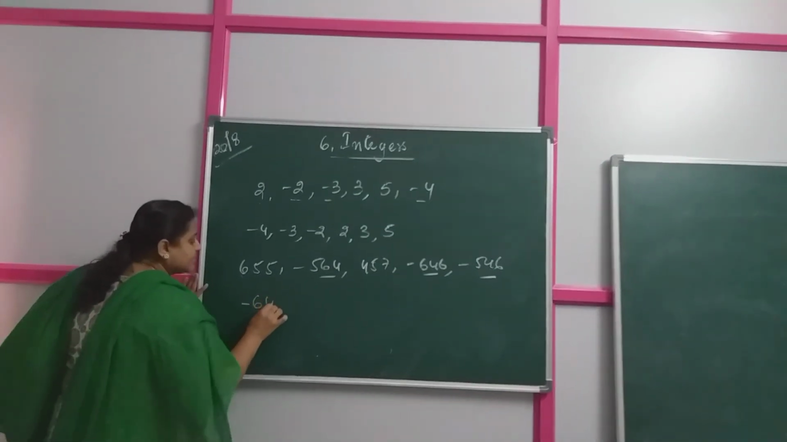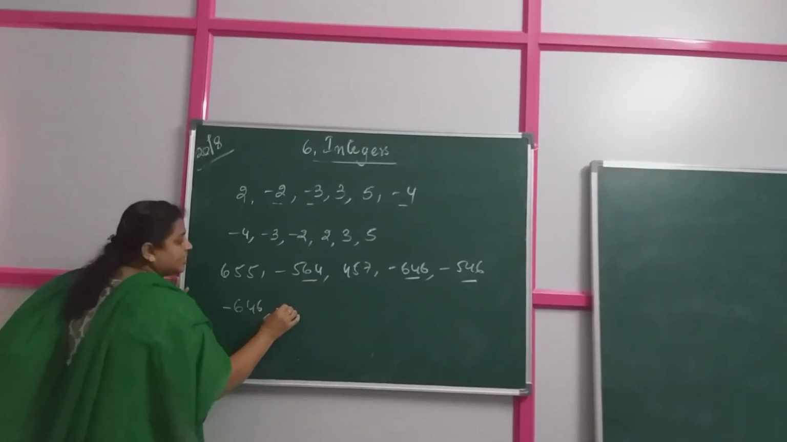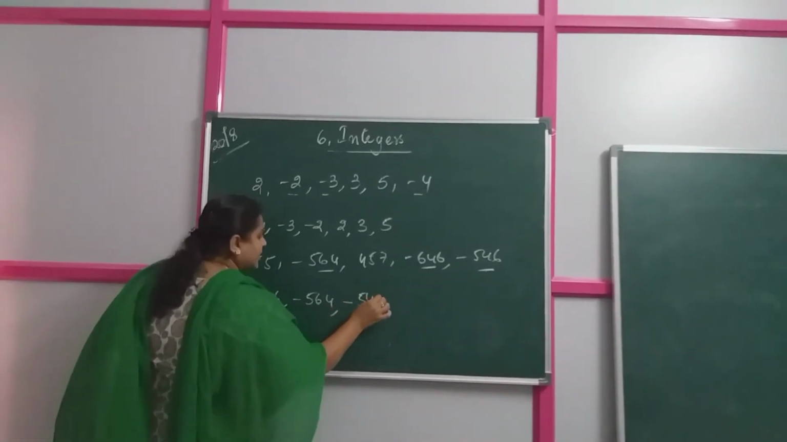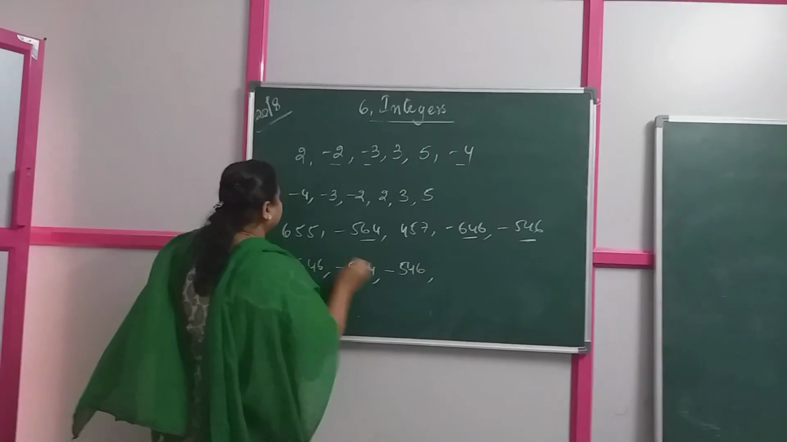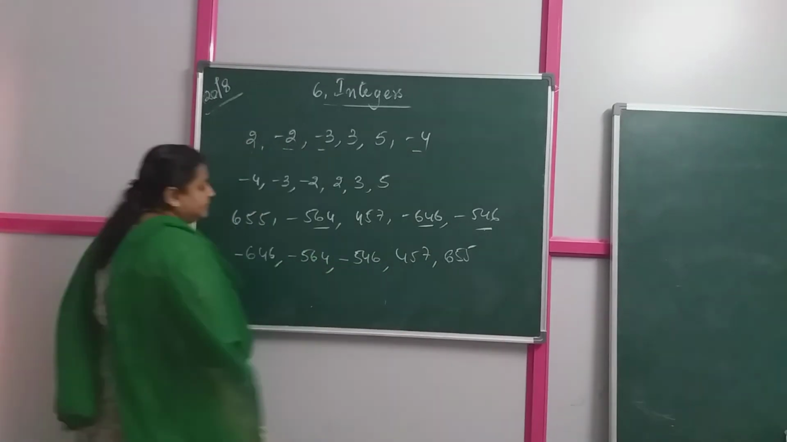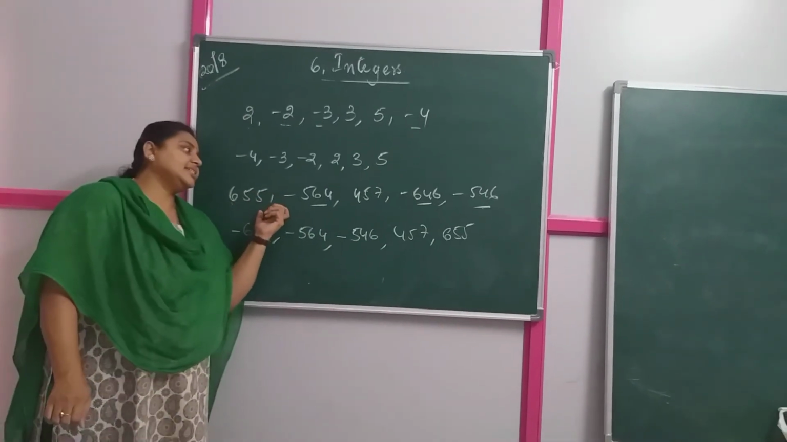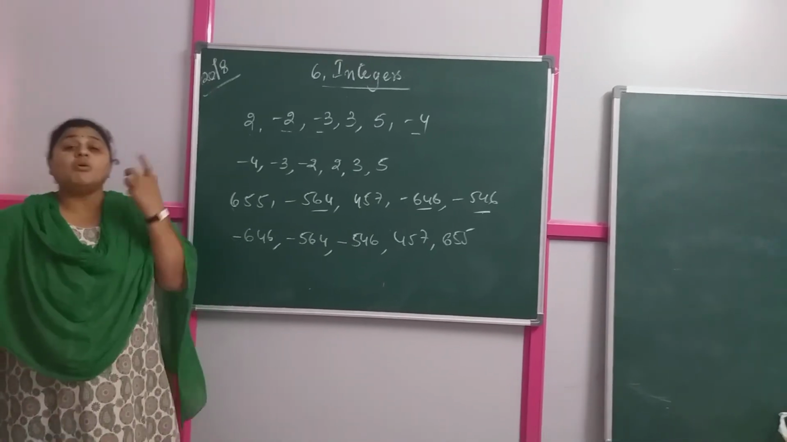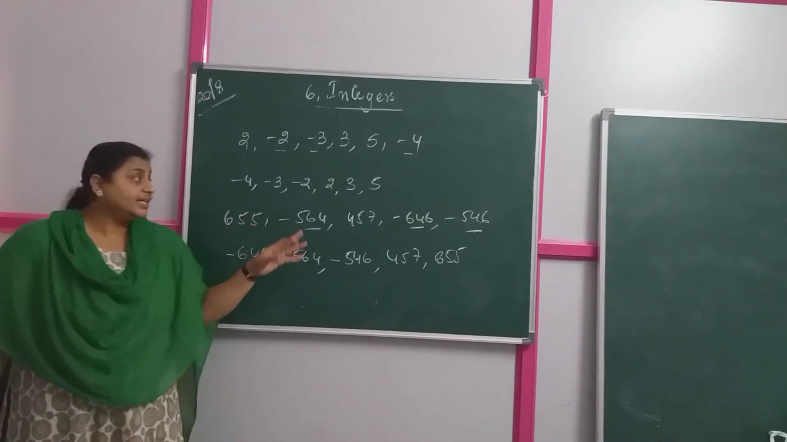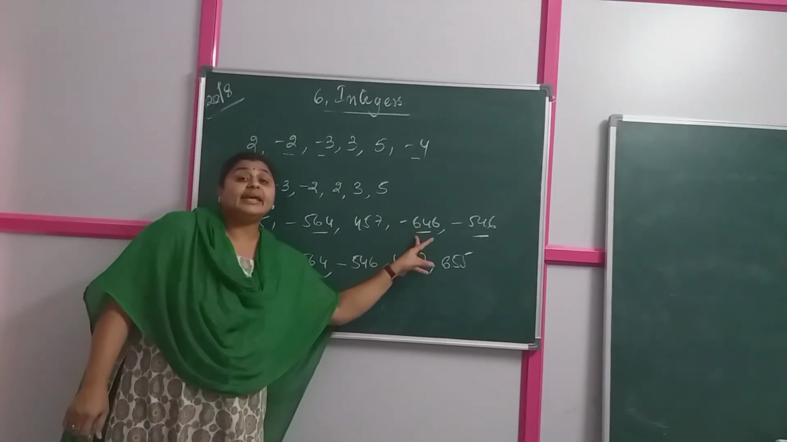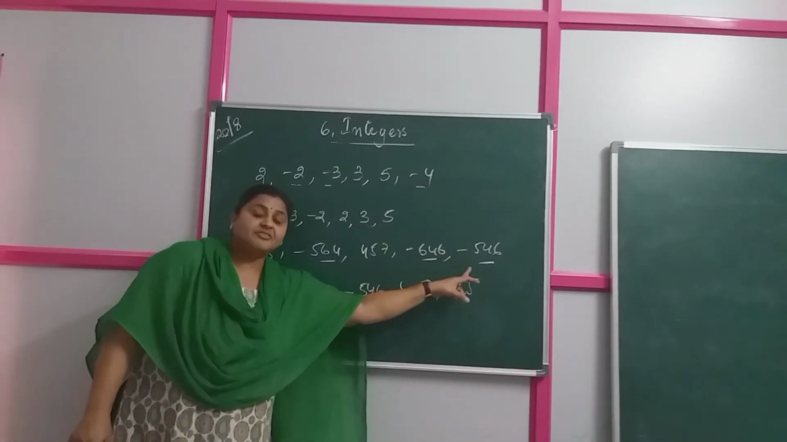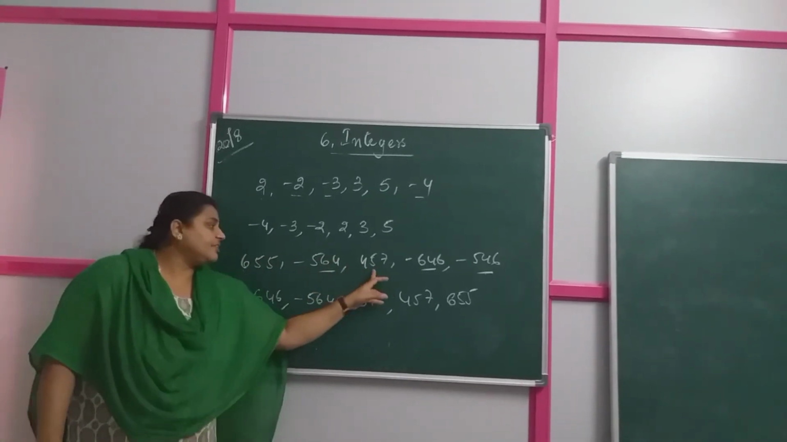Minus 646, then comes minus 564, then minus 546, then 457, then 655. Got it, children? First negative integers, then the positive integers. Now here you find 646 is the greater number, but it has a negative symbol. Therefore, it is the least number. So minus 646, then minus 564, minus 546, and 457 and 655.